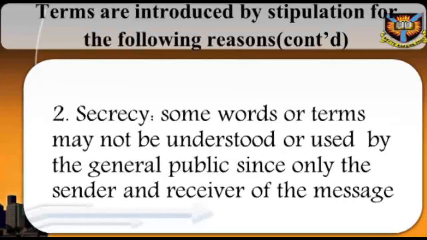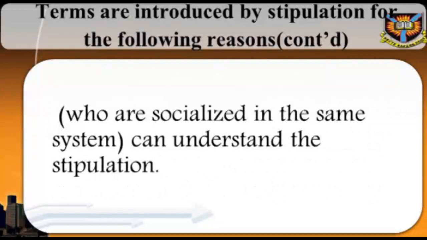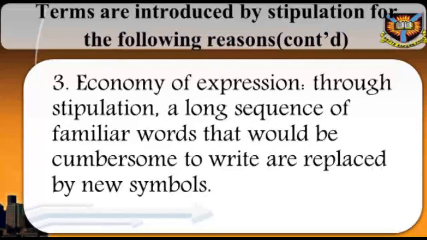2. Secrecy. Some words or terms may not be understood or used by the general public, since only the sender and receiver of the message, that is, those who are socialized in the same system, can understand the stipulation. 3. Economy of expression. Through stipulation, a long sequence of familiar words that would be cumbersome to write are replaced by new symbols, thereby saving time and increasing intelligibility. For example, the number equal to 1 billion trillions is called zeta. Copi et al. 2006, page 437.